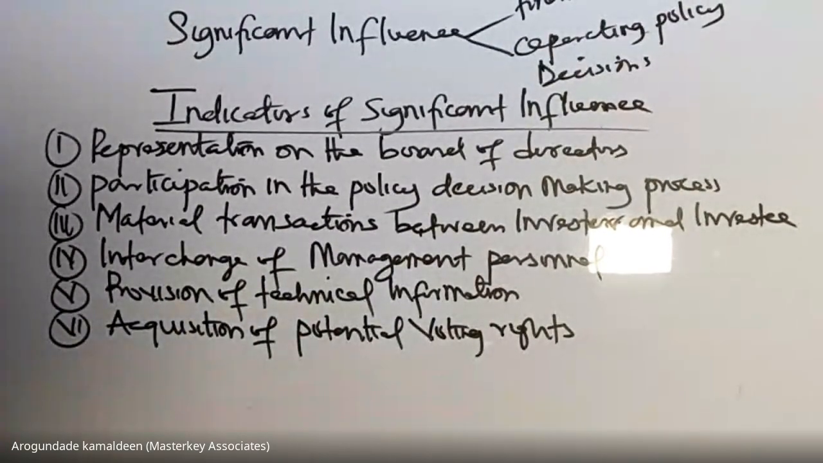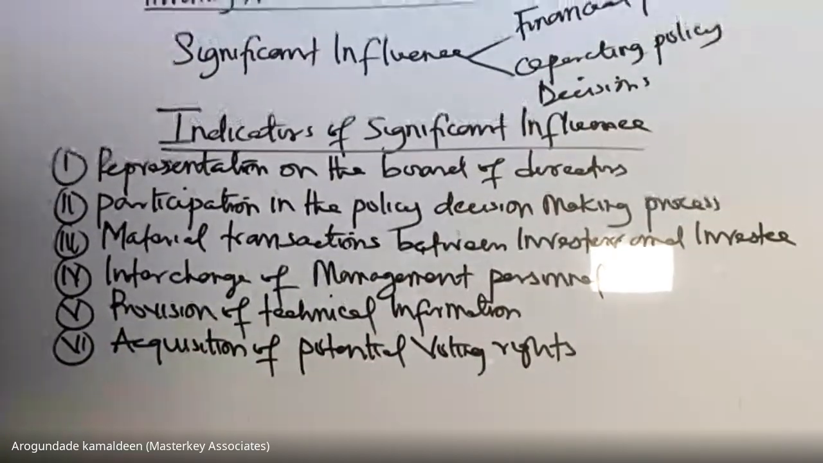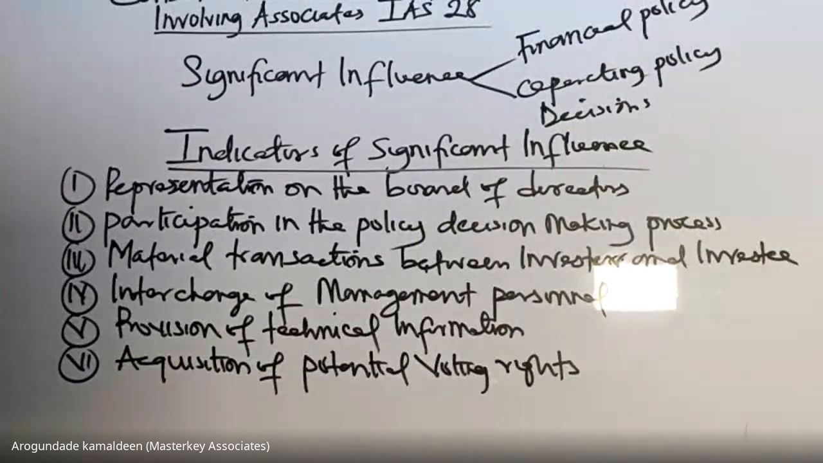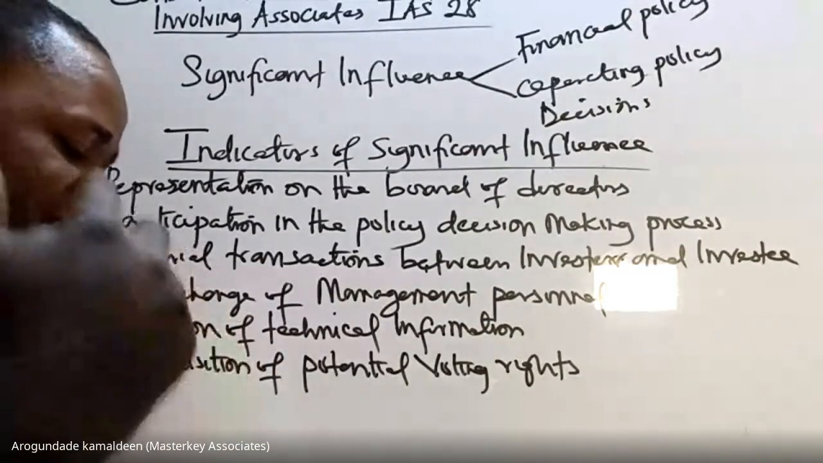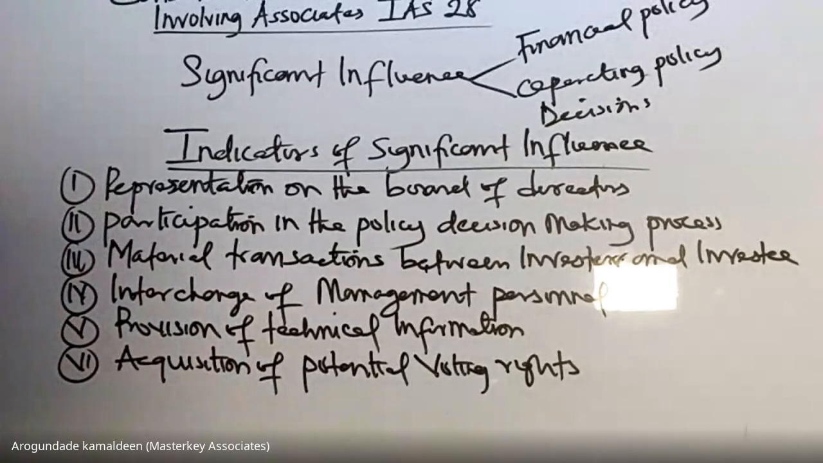Please take note of that. It's been a while since I tested this aspect of the question. So that is that. Now, don't forget, class, that for you to have a significant influence, you must have acquired at least 20% or more of the equity shares of the associate.